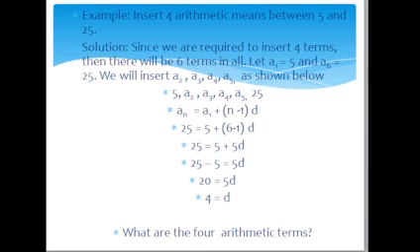So we have a sub n is 25 because the last term is 25 equals the first term, which is a sub 1, that is 5, plus our n is 6 because there are 6 terms, minus 1 times the d. We don't know what is d. That is why we need to solve for it. So we have 25 equals 5, 6 minus 1 is 5 times d.